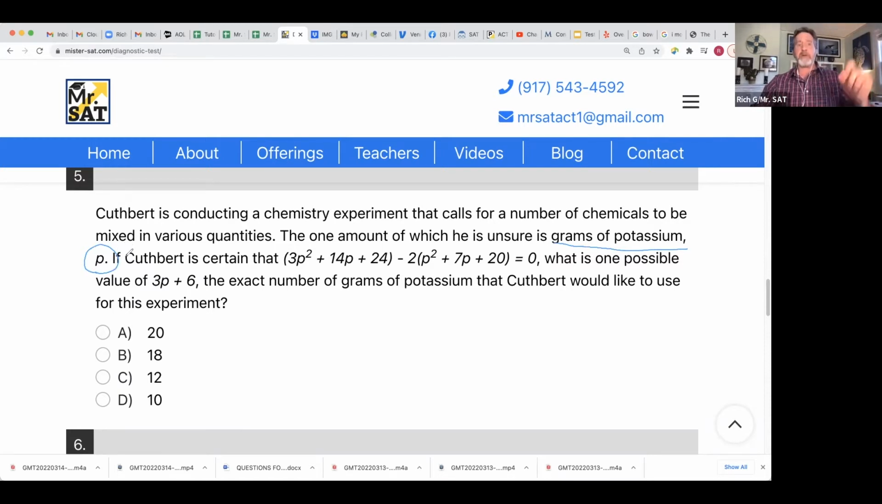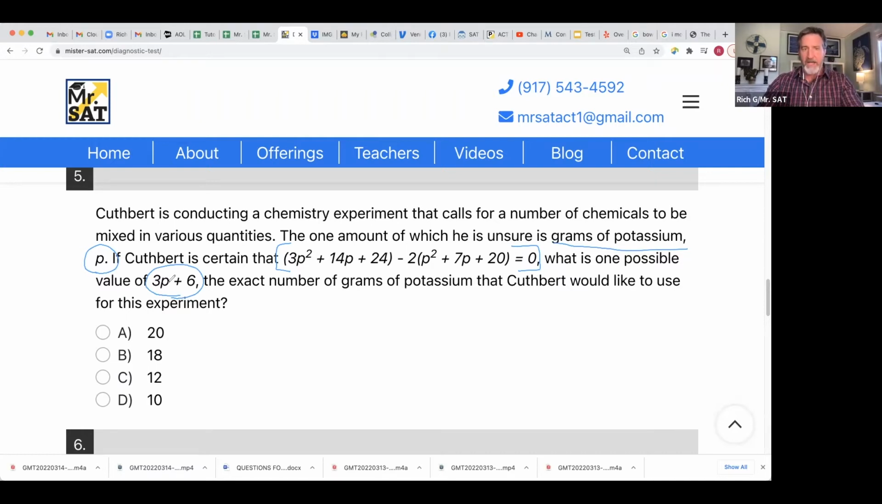Then it says, if Cuthbert is certain, now I don't know how anybody could be certain of this, but Cuthbert is, that 3p squared plus 4p plus 24 minus 2 parentheses, p squared plus 7p plus 20 equals 0. Now, Cuthbert's certain of that. What is one possible value of 3p plus 6? You know we have to circle that. They're not asking for p. They're asking for 3p plus 6. Why? Doesn't matter. That's what they're asking for.